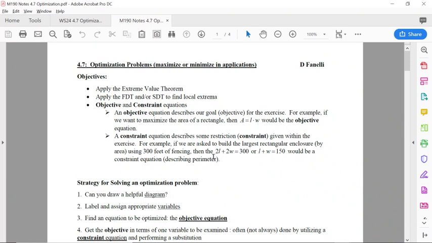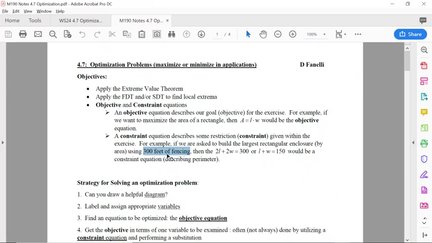The example I'll give you down here: if we're asked to build the largest rectangular enclosure by area with 300 feet of fencing, well then, the 300 feet of fencing is a constraint, and it yields a constraint equation when we can relate the input variables to each other through this constraint.